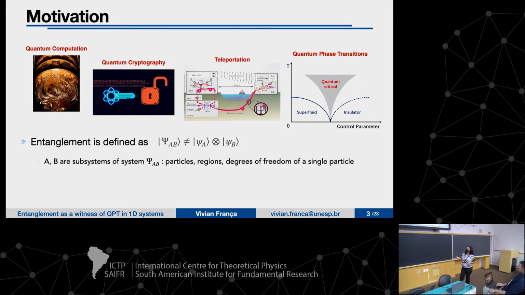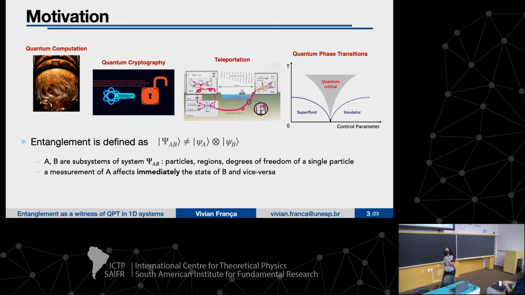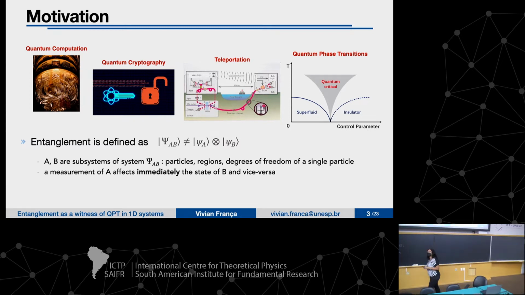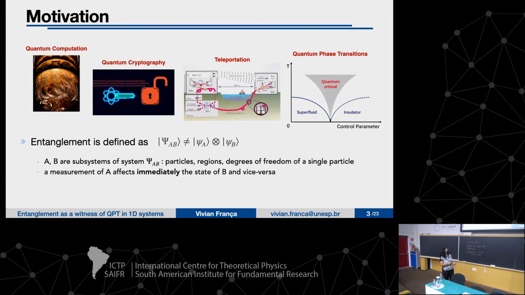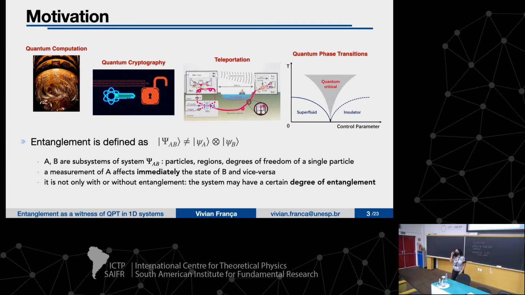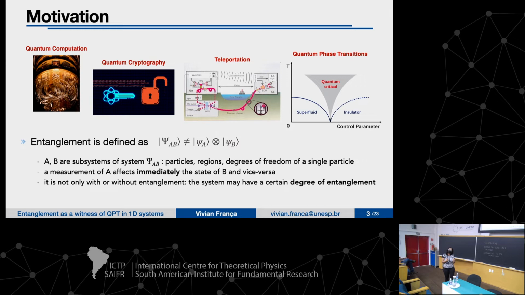Notice that here I'm not defining what is A, what is B. This could be two particles or two molecules, or even two spatial regions of your system, or even two different degrees of freedom of a single particle. So it's quite general up to now. But the point is that if they share this entanglement, it means if we perform a measurement in one of the systems, let's say A, it will affect immediately the state of the other system. And more important than that, it's not only a question whether you have entanglement in the system, but how much entanglement you have.